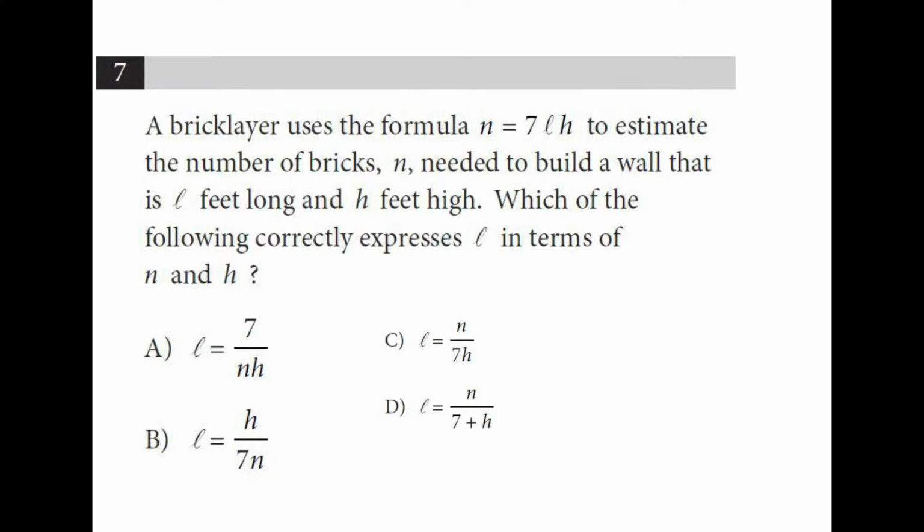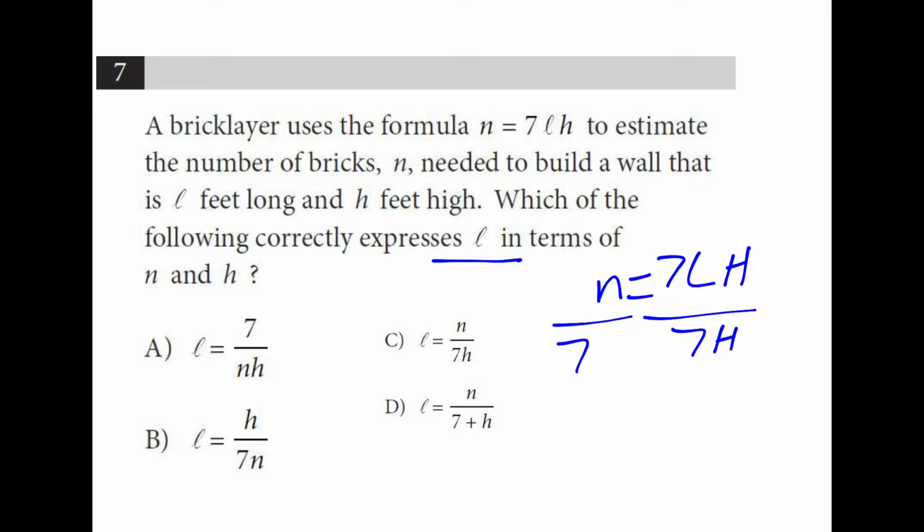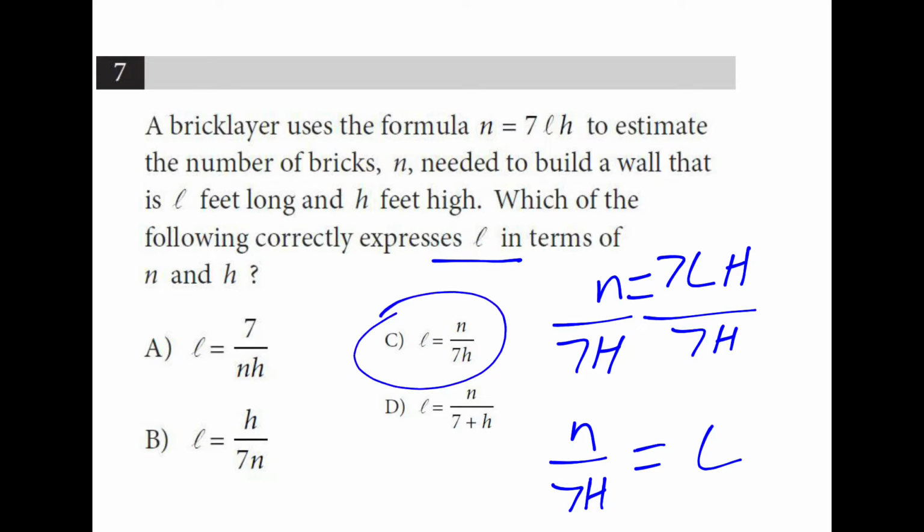Next up, we're looking for L in terms of n and h. So if the equation is n is equal to 7LH, I can divide by 7h on both sides, and I'm done, because I'm left with n over 7h on the left and L on the right. So that is this one, C.